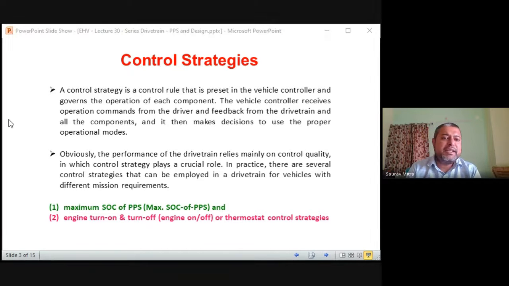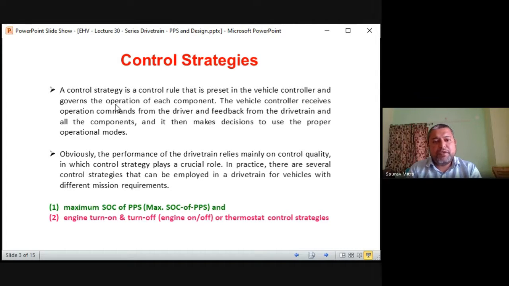And there are different modes of operation. In one mode, we find the first source is giving all the power to the drivetrain. Secondly, maybe the second source is giving the power to the drivetrain. Sometimes both the sources are not doing anything, but the drivetrain is giving some power back to the PPS source. All these things we have found. So there are different strategies that we apply in this series hybrid kind of electric vehicle driving.